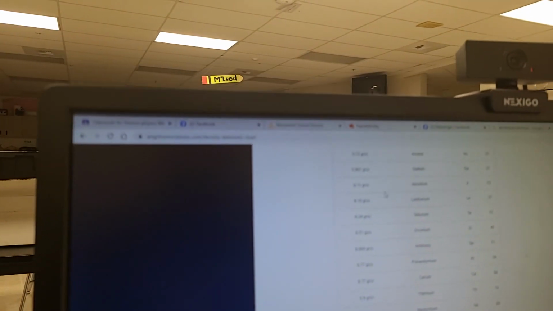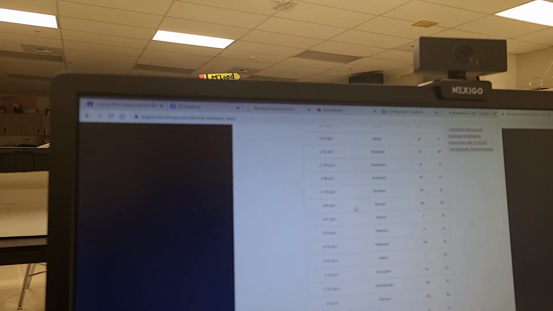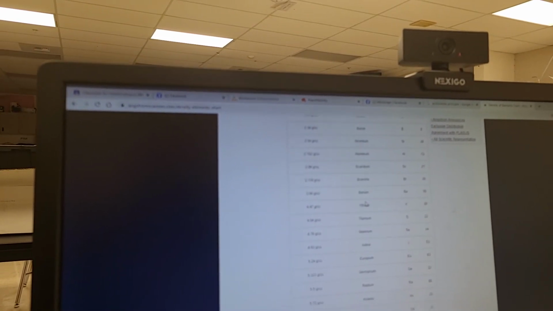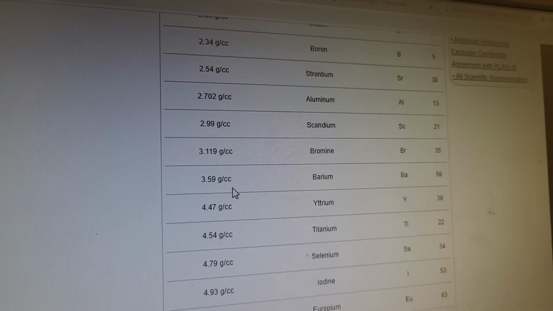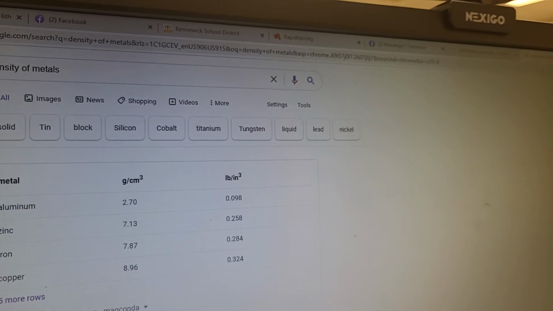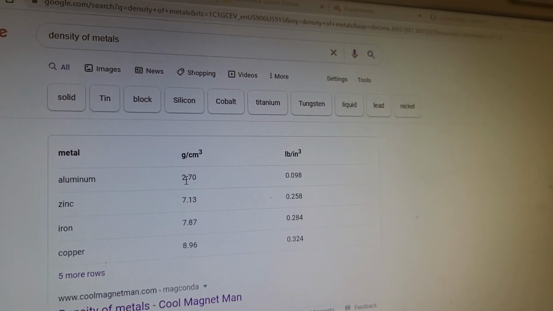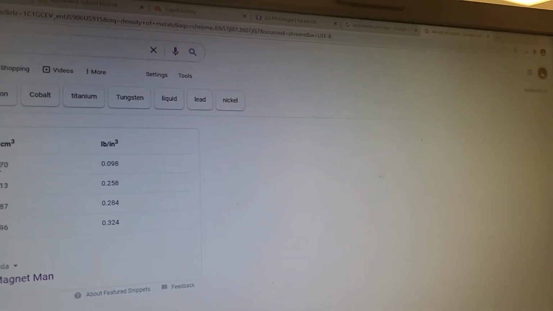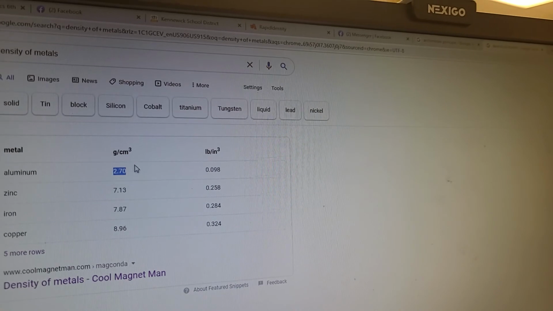All right. So we go to the top. We're sitting at about 3.2 is what I said. It says we're between bromine and barium. Grams per cubic centimeter, you see right here. Bromine and barium, 3.119, 3.59. Let's see if there's any metals specifically. Density of brass, density of metals. Well, we have aluminum here, 2.7. And I said we're about 3.22. I feel like it's probably aluminum, but we're a little low on the mass scale.